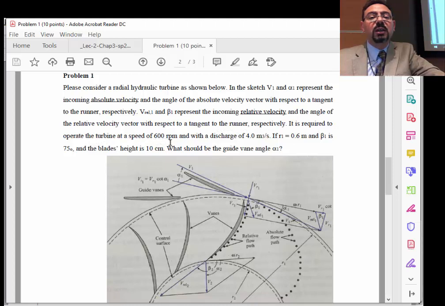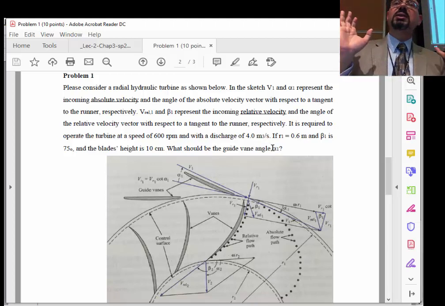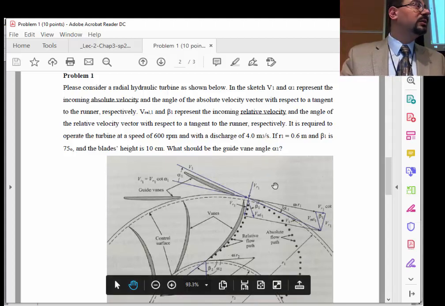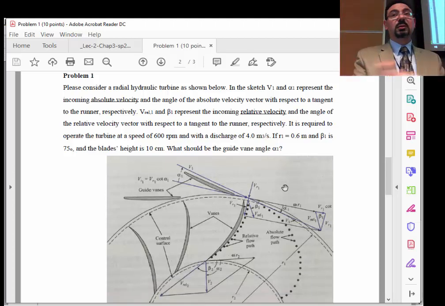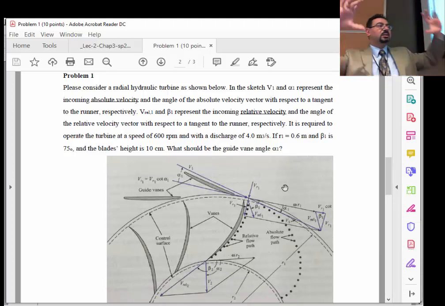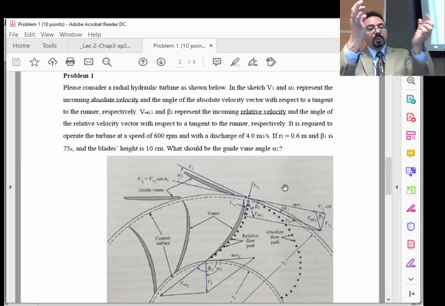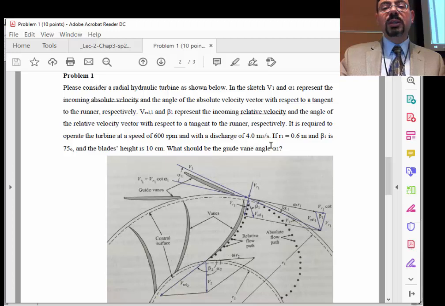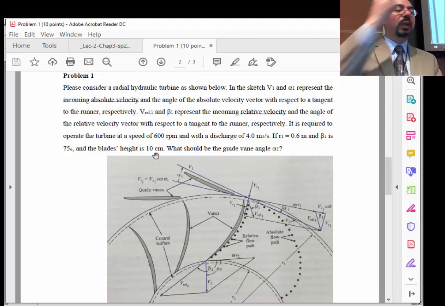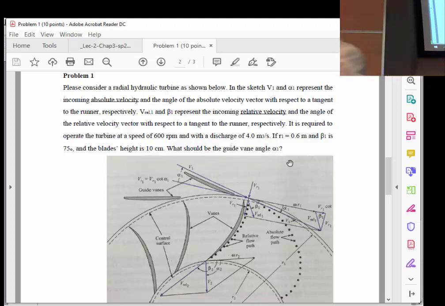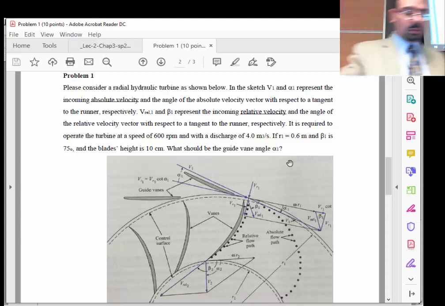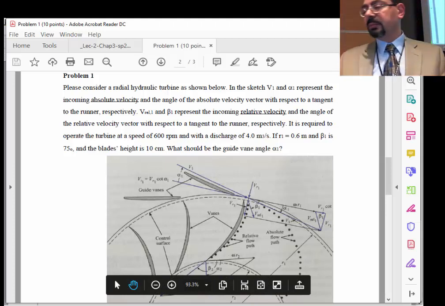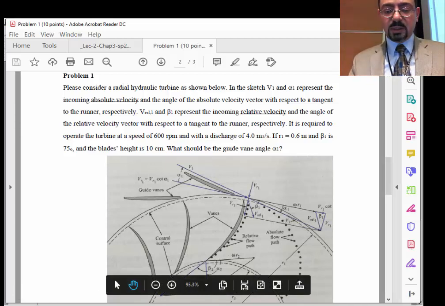It's required to operate the turbine at a speed of 600 RPM. That is the omega. So we got our omega, 600 RPM, with a discharge of 4 meter cube per second. What is the Q? It's not rho V, it's VA. The flow rate is VA. Which velocity? VR1. The flow rate is VR1 multiplied by that annulus, right? It's the circumference multiplied by the height, the width of the runner. So the discharge is 4, R1 is 0.6 meter and beta 1 is 75, right? And the plate height is 10 centimeter. What should the guide angle alpha be? Okay. So I'm not going to tell you the exact number, but let's see how we're going to solve this.